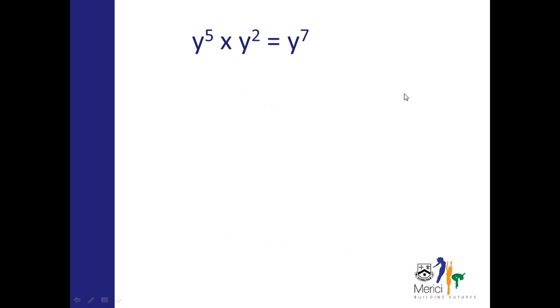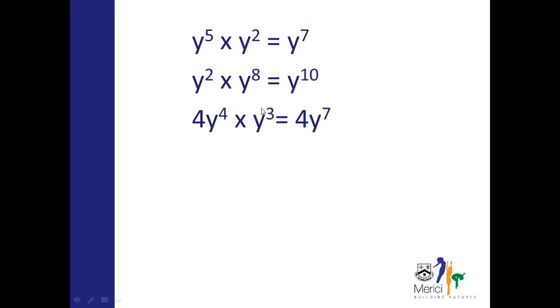So, y to the power of 5 multiplied by y squared is equal to y to the power of 7. So I've added the 5 and the 2. Easy. And the same there. So these are effectively the same, just so that you've got different numbers. Now, with this one, remember there's a 1 out the front. So the 4 gets multiplied by the 1, the invisible 1, and becomes 4. But these two add together. 4 plus 3, 7.